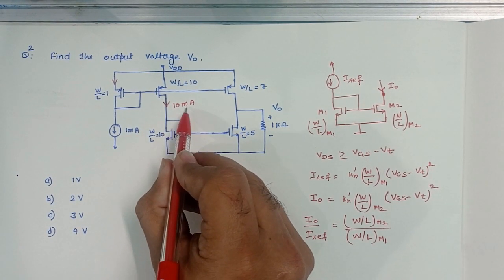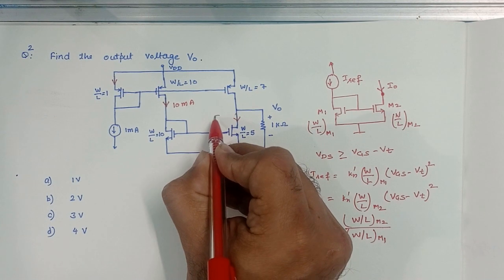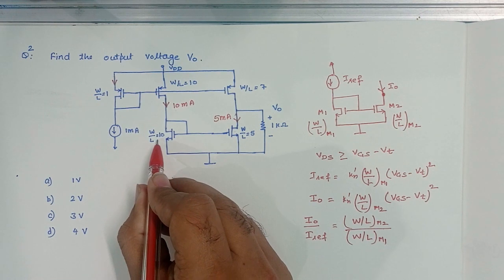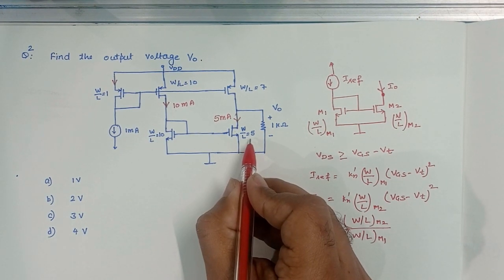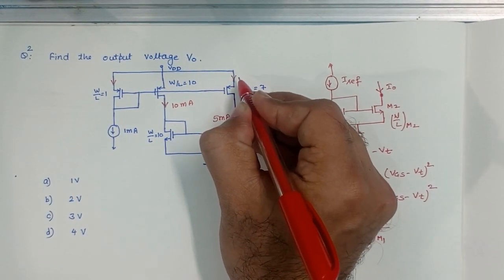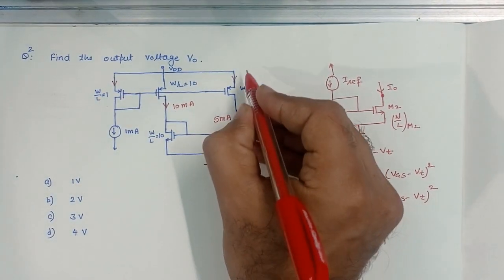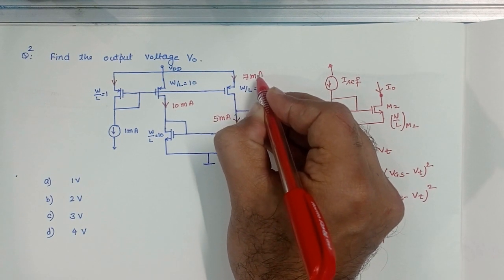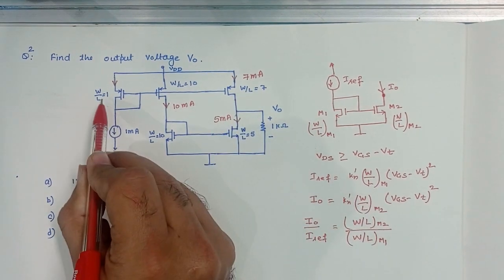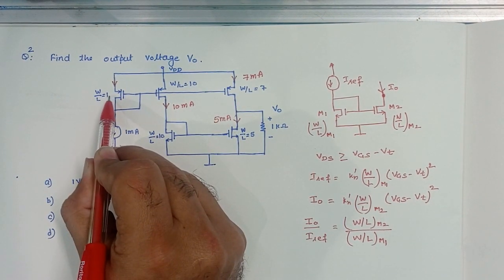So this 10 milliampere current will be mirrored here as per their W by L ratio, which is now half of this current, because the W by L of this is equal to 10 and W by L of this is equal to 5. Similarly here, this PMOS is also mirroring the current from this MOSFET, and here the current will be 7 milliampere. Why? Because the W by L of this MOSFET is 7 and W by L of this MOSFET is equal to 1. So here the current will be equal to 7 times this current.